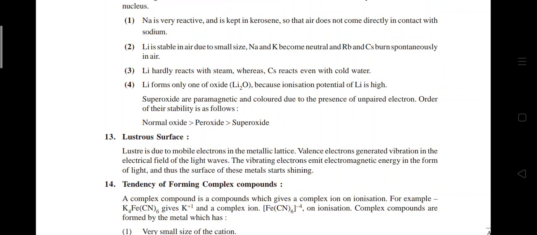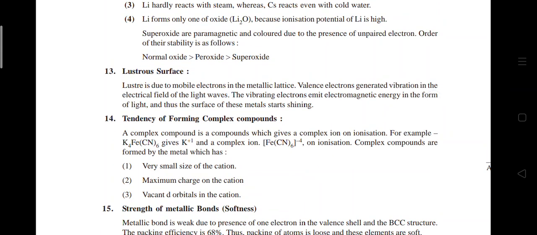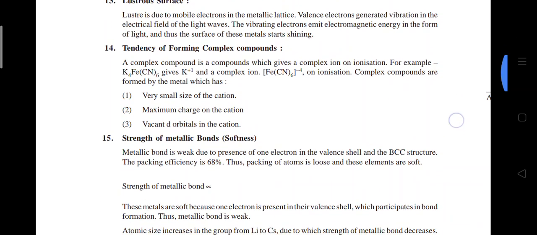Order of their stability is as follows: normal oxide, then peroxide, then superoxide. Next, lustrous surface. Luster is due to mobile electrons in the metallic lattice. Valence electrons generate vibration in the electric field of the light waves. The vibrating electrons emit electromagnetic energy in the form of light, and thus the surface of these metals starts shining.